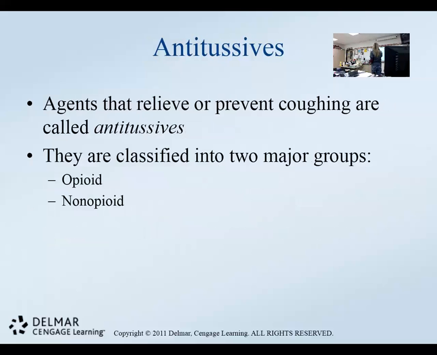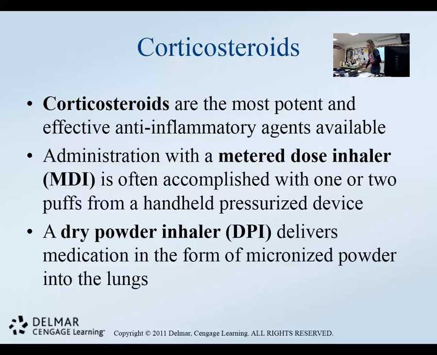Okay, antitussives. These are agents that relieve or prevent coughing. And they're classified into two major groups. You have opioids and then your non-opioids. Okay, obviously your opioids are going to be the ones that are on your scheduled list. Remember we talked about there are some Schedule 5s that have a little bit of codeine in them for coughing. Okay, those are your opioids. Those are the ones I was talking about. And then you have your other ones like Robitussin. Okay, see the tuss part in there that tells you it's a cough medicine. Those are nasty.